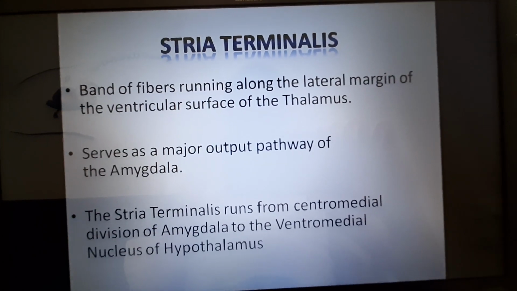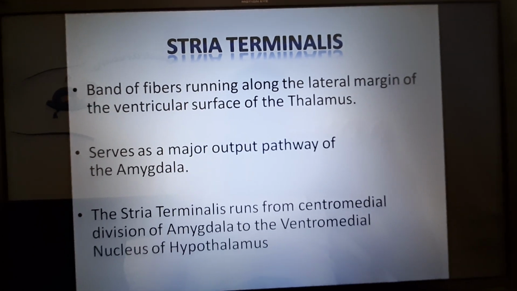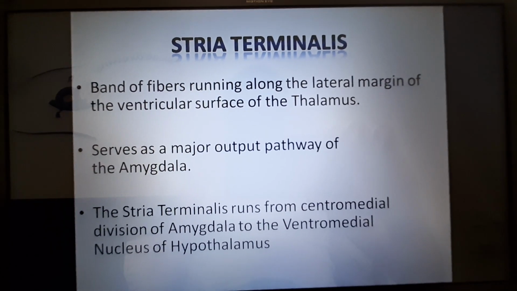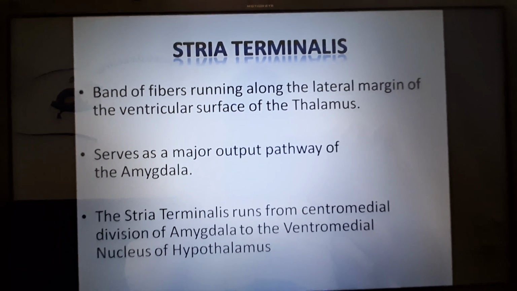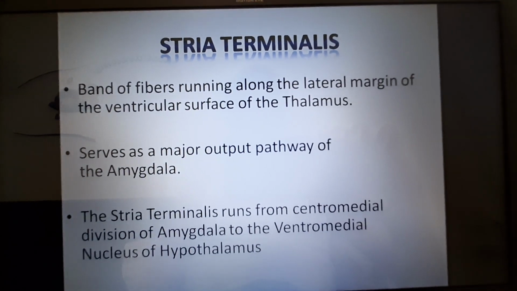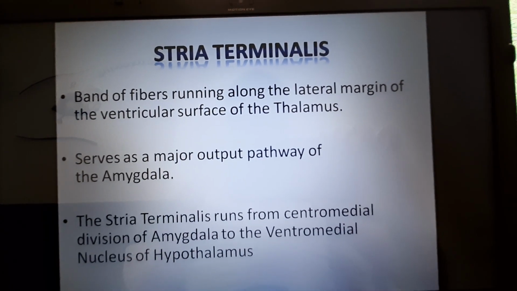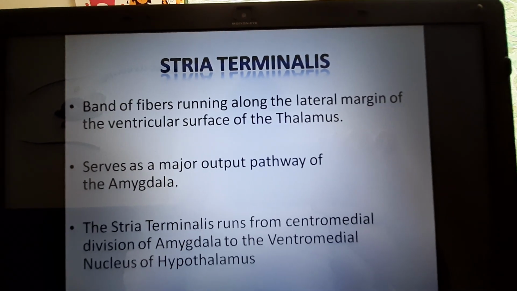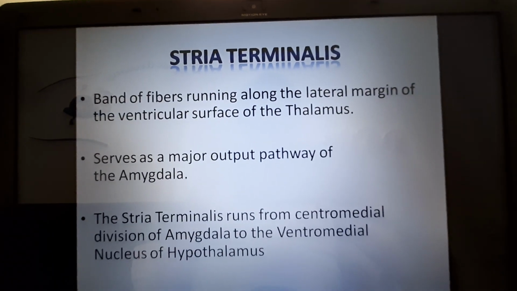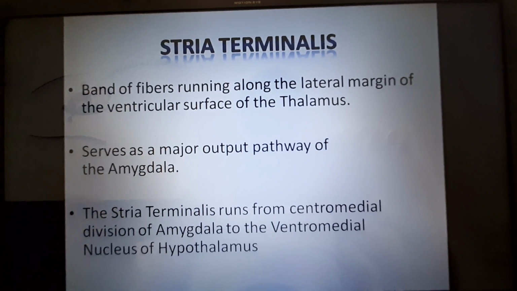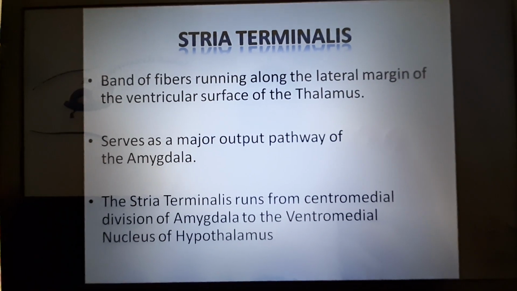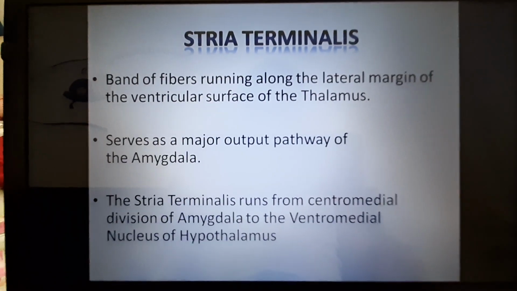Amygdala and stria terminalis are both part of the limbic system, and it is basically connecting the centromedial division of the amygdala to the ventromedial nucleus of the hypothalamus. So we can just remember that it is a connection between the amygdala and the hypothalamus, and it is part of the limbic system.